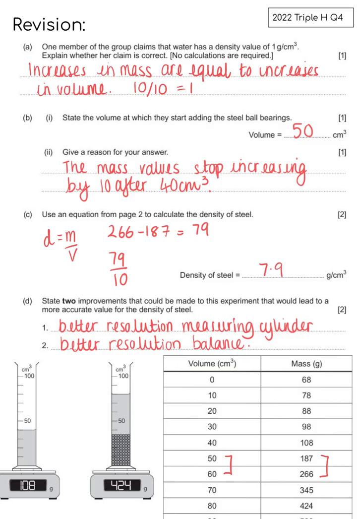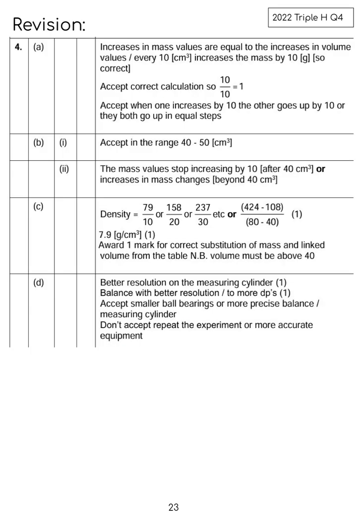And for part D, 2 improvements that could be made to this experiment to get a more accurate value. So when you see more accurate, you want to be thinking about the resolution of your equipment. That's how many decimal places you can measure to. So for 2 marks, you could say better resolution measuring cylinder and better resolution balance. You wouldn't get any marks if you just said better resolution, you've got to be specific. What piece of equipment are you talking about each time? And here's the mark scheme for that revision question.